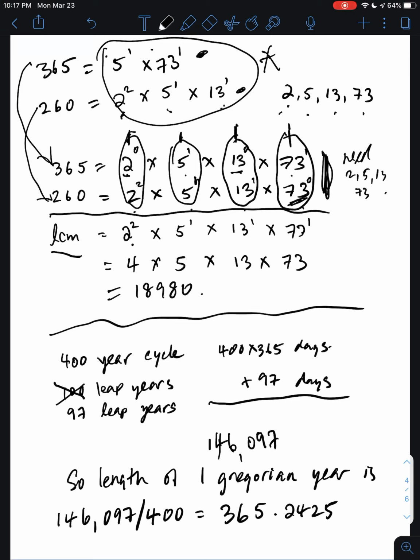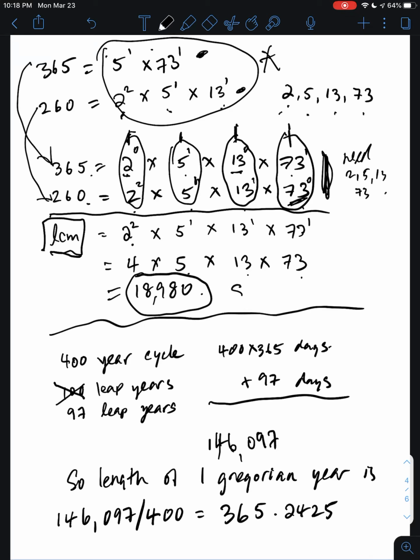Now I do a little bit of arithmetic. 2 to the power 2 is 4, 5 to the power 1 is 5, 13 to the power 1 is 13, 73 to the power 1 is 73, and I multiply those four numbers together, and I'm going to get this: 18,980. 18,980 is the LCM of 260 and 365.